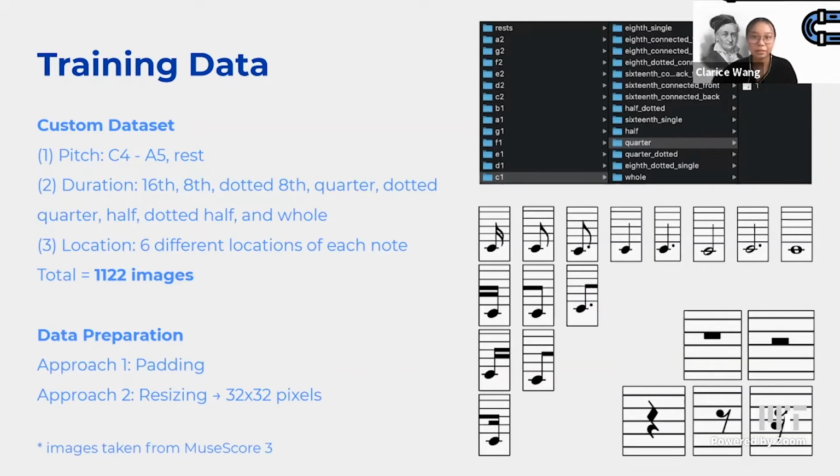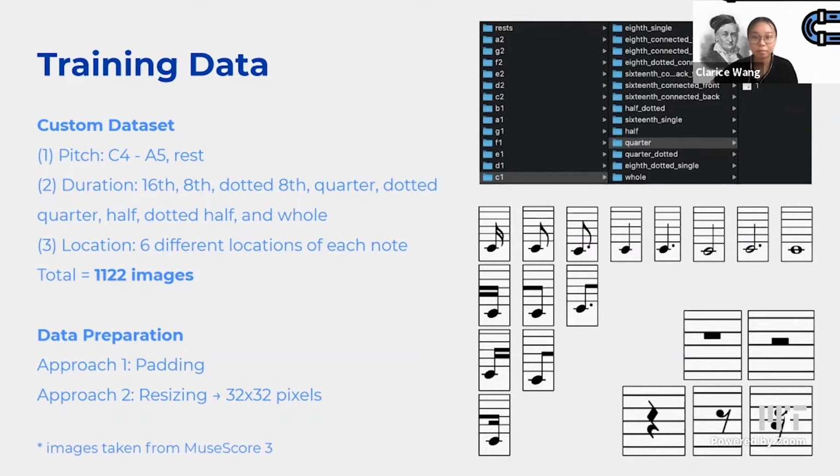As mentioned earlier, we created our own custom dataset for this project, and to elaborate, this dataset includes 14 pitches ranging from C4 to A5, including the rest pitch of 0 frequency. It also includes durations of notes ranging from 16th notes to whole notes, and then also 6 locations of the note in an image. In total, that made our dataset have a size of 1,122 images.